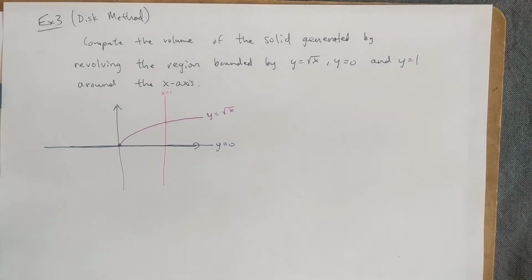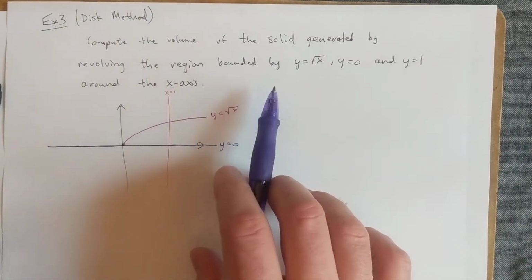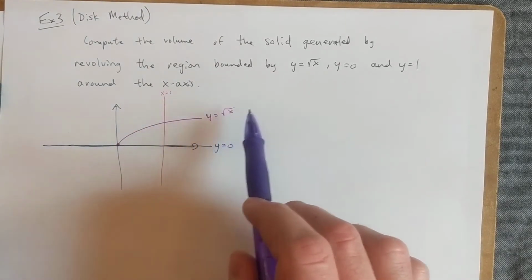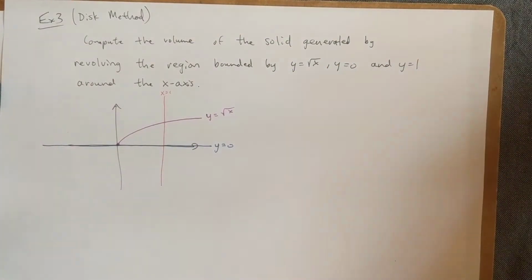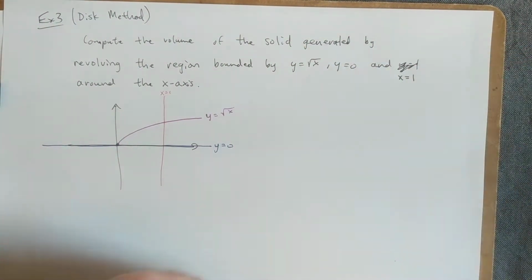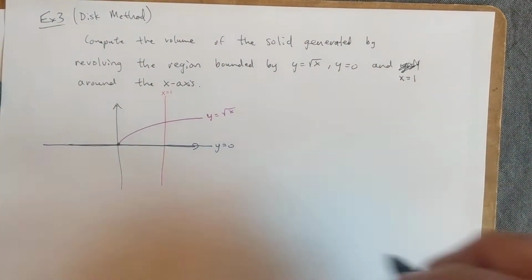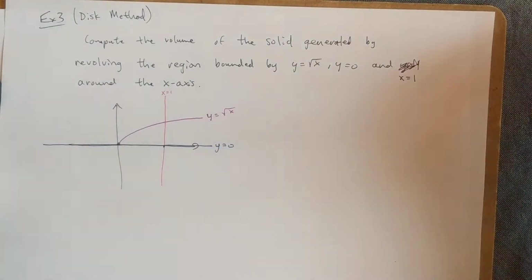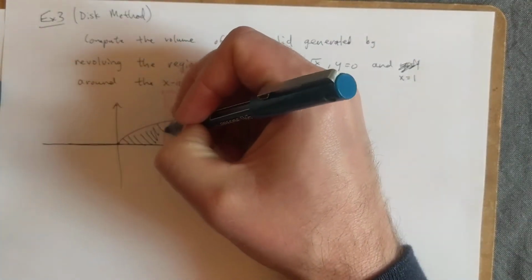So we're going to compute the volume of the solid generated by revolving the region bounded by y equals the square root of x, y equals 0, which is the x-axis, and let me change this actually to x equals 1, because this is telling us where to stop here. Okay, so this is x equals 1. All right, so this is the region we're talking about.